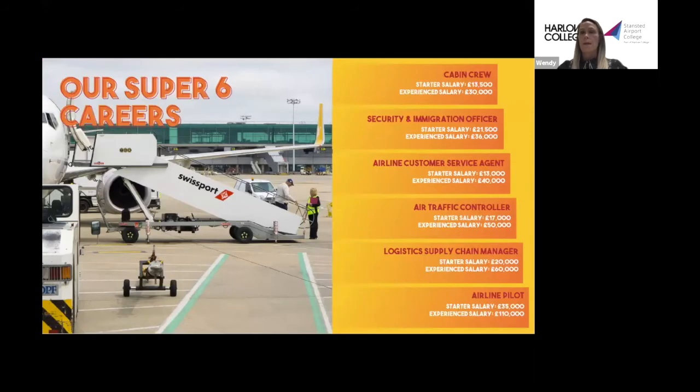Outlined here are just some of the exciting careers that our young trainees may be progressing into on completion of their course. In fact, there are over 400 different job roles within the aviation environment and at the airport. And the knowledge and skills that we will provide young individuals will open doors to a huge range of these different careers.